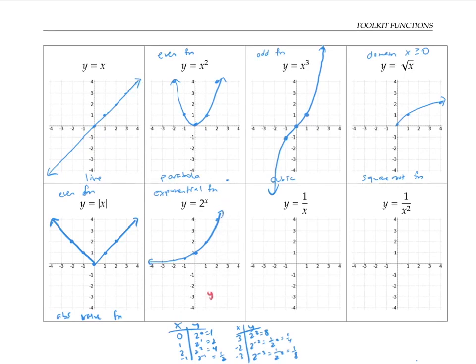We could also look at a function like y equals 3 to the x, or sometimes y equals e to the x, where e is just a number about 2.7. These functions look very similar. It's just the bigger base makes us rise a little more steeply.